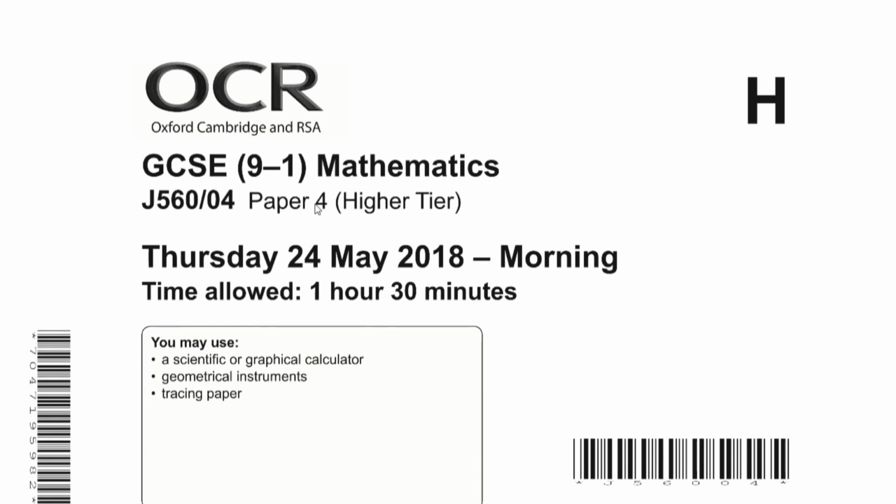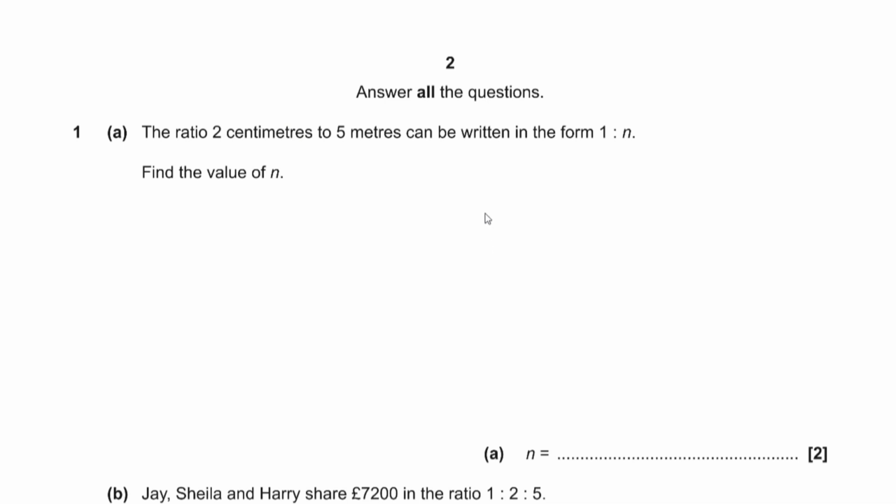This is the OCR GCSE 9-1 Maths paper 4 from the June 2018 series, and this paper is a calculator paper. Question number 1, part A. The ratio 2 centimeters to 5 meters can be written in the form 1 to n. We have to find the value of n.